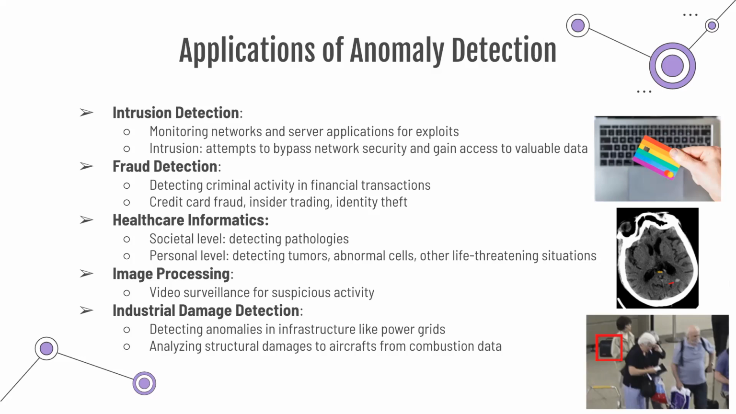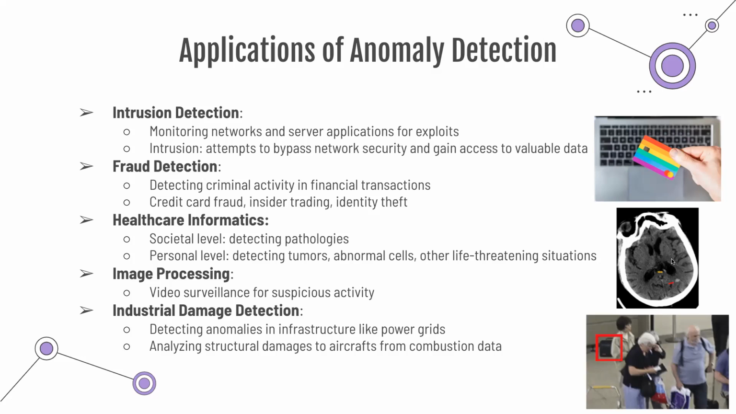And healthcare informatics is a really broad concept, and there are 2 levels to it. On a societal level, anomaly detection can be used to detect pathologies and predict any pandemics. And on a personal level, anomaly detection in healthcare can be used to detect life-threatening situations like tumors or abnormal cells. And there are also some more specialized applications of anomaly detection, like image processing and industrial damage detection.